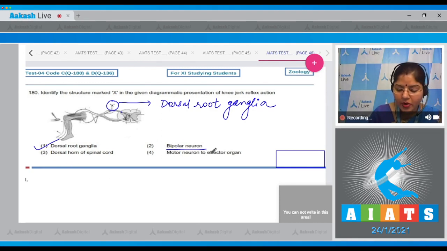Option number 2, bipolar neuron. This is incorrect because bipolar neurons are not present here. Option number 3, dorsal horn of spinal cord. This is also incorrect because this segment is the dorsal horn of the spinal cord. Motor neurons to the effector organ are present in the anterior root. So the correct answer to this question is option number 1.